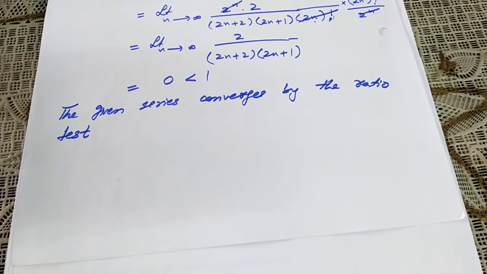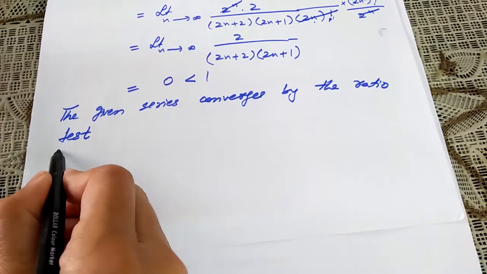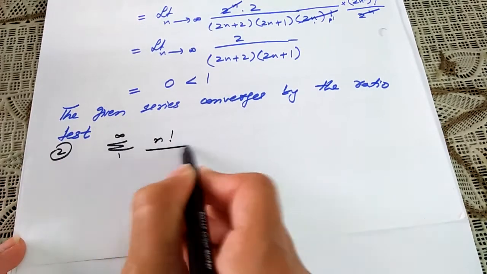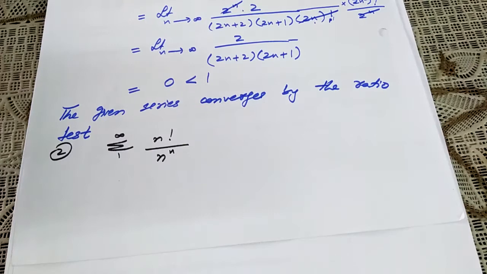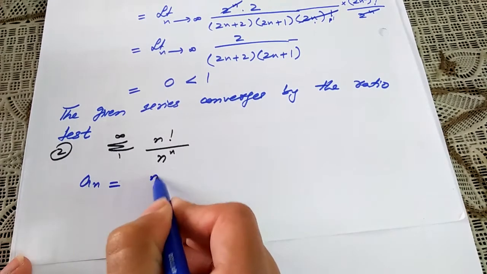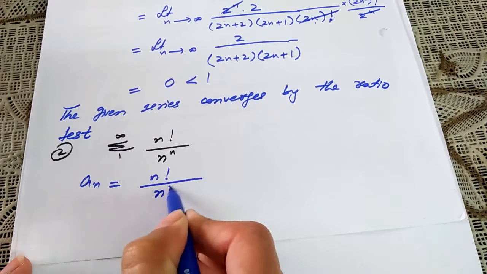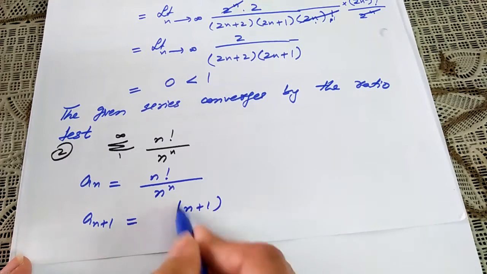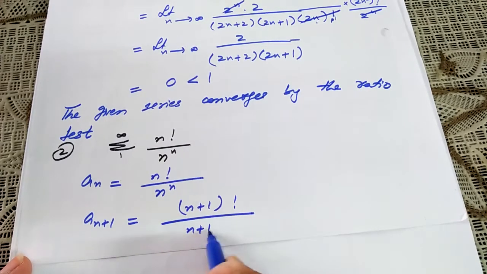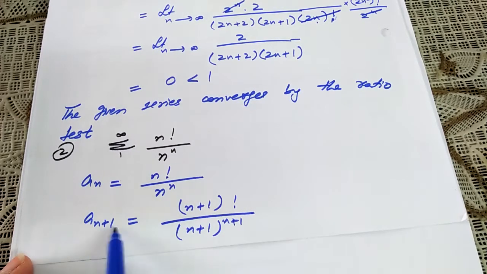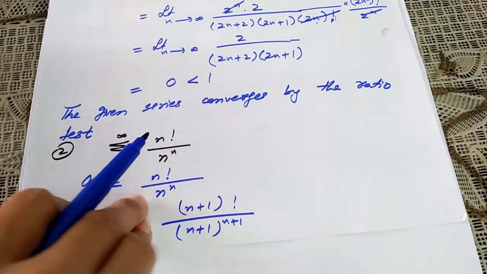Now question number 2. Summation 1 to infinity n factorial over n raised to power n. Here your an is n factorial over n raised to power n, and an plus 1 is n plus 1 factorial divided by n plus 1 into n plus 1. Just replace n with n plus 1. Now apply the ratio test here.